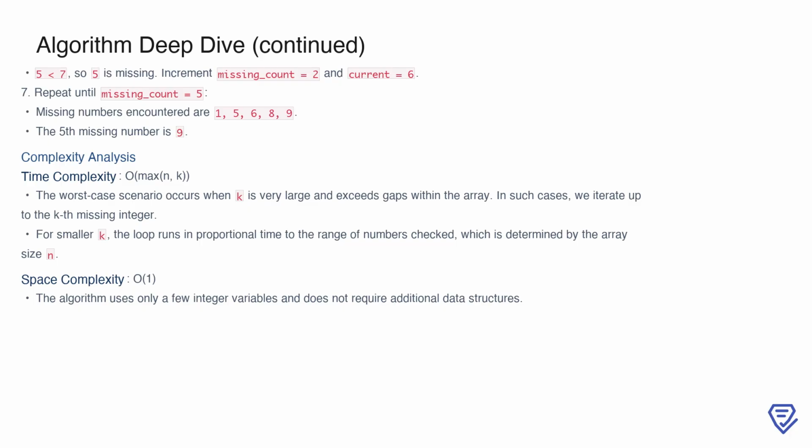The brute force algorithm has a time complexity of O(max(n, k)), where n is the size of the array and k is the position of the missing number we are looking for. In the worst case, if k is very large, we may need to iterate up to the kth missing number, even beyond the range of the given array. For smaller values of k, the runtime depends on the range of numbers checked, which is determined by the array size. The space complexity is O(1), since we only use a few integer variables, and no additional data structures are required. This makes the algorithm memory efficient but potentially slow for larger ranges.